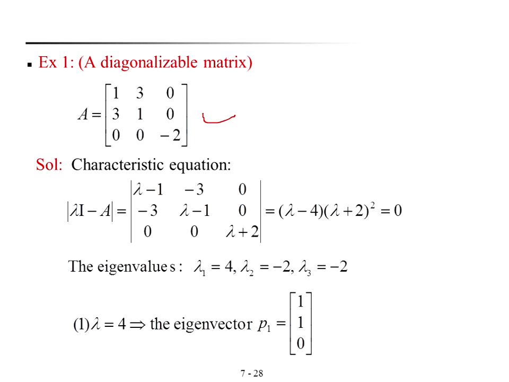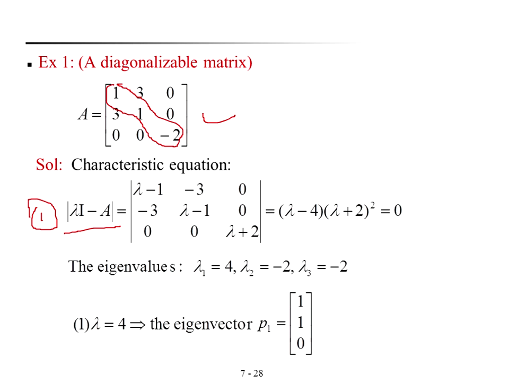Step number 1, we find the eigenvalues of this matrix. We know that to find the eigenvalues, we have to write the characteristic equation: lambda I minus A is equal to 0. So we subtract lambda from the main diagonal elements.